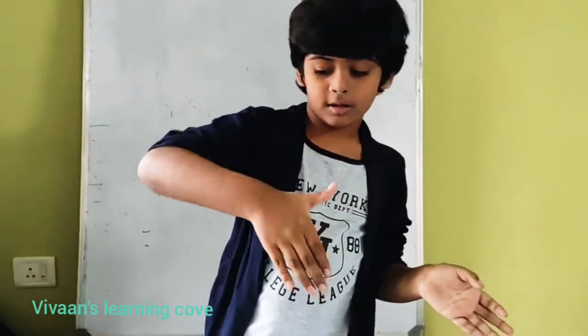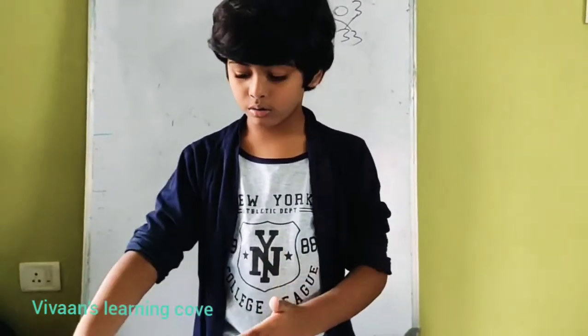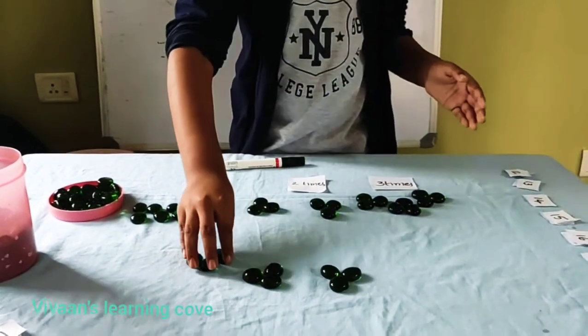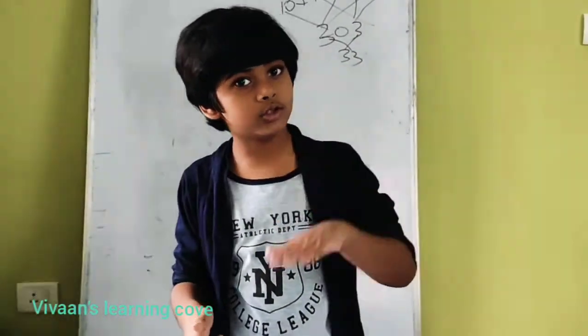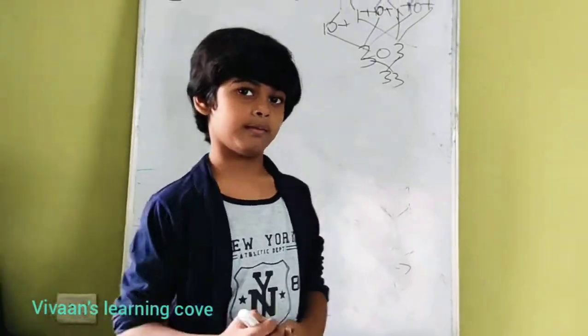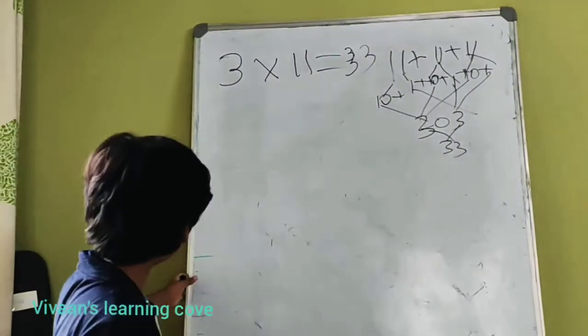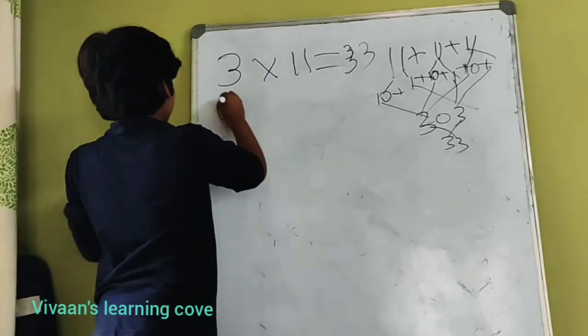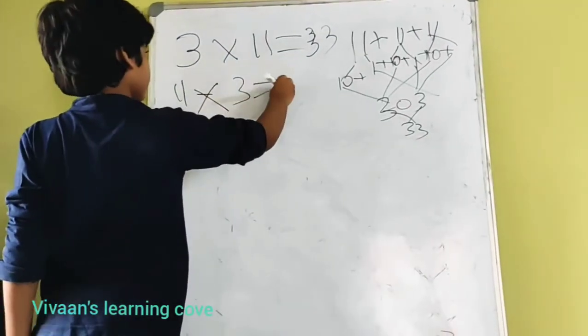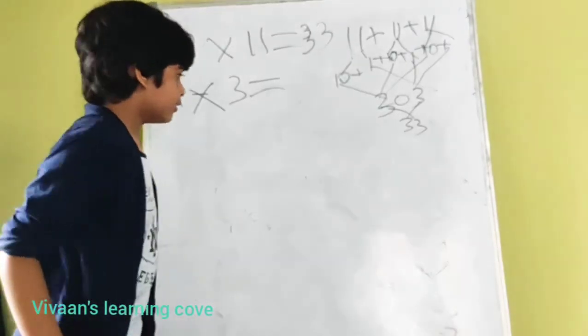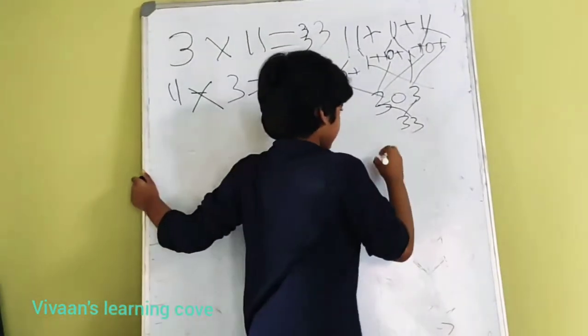So, 3 times 11, 11 times 3. See, there are 11 groups, but there are 3 pebbles in each group. So 11 times 3. You see, I'll show you how it is written. 11 times 3 equal to. See, we're just going to do it like this.